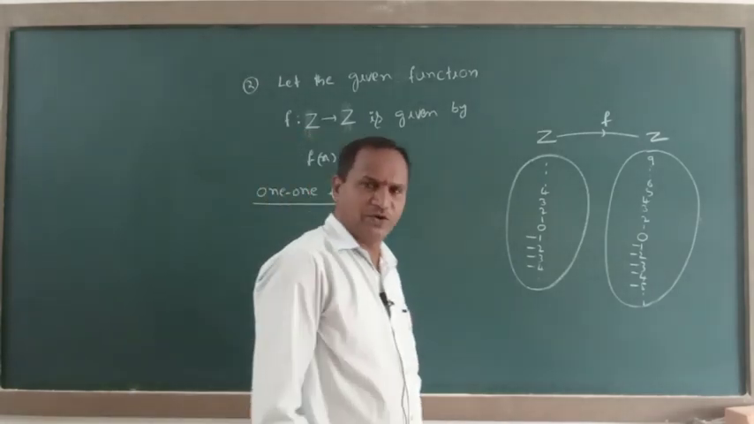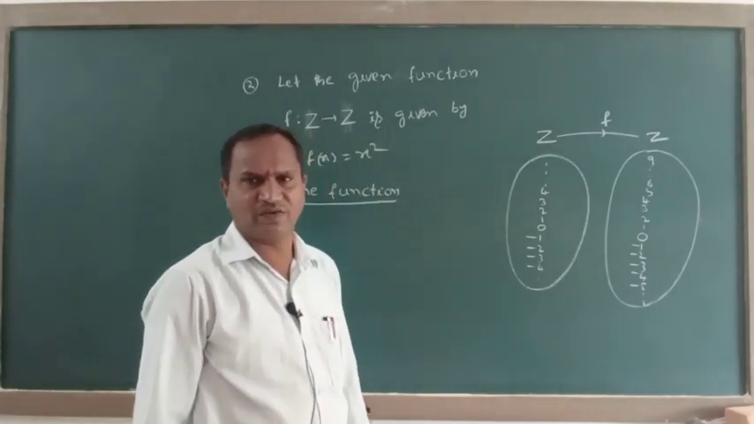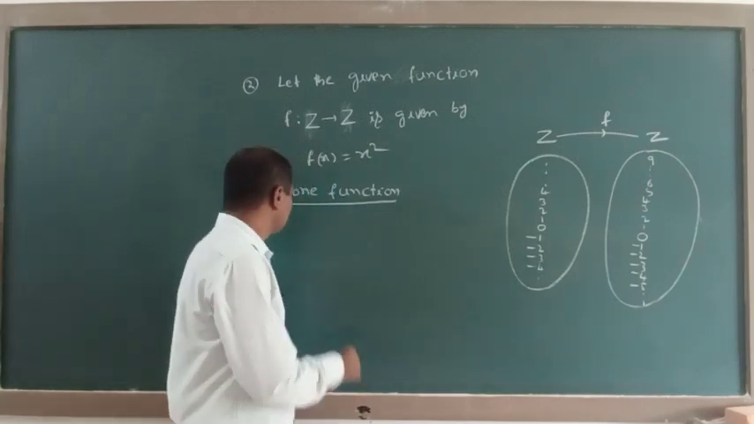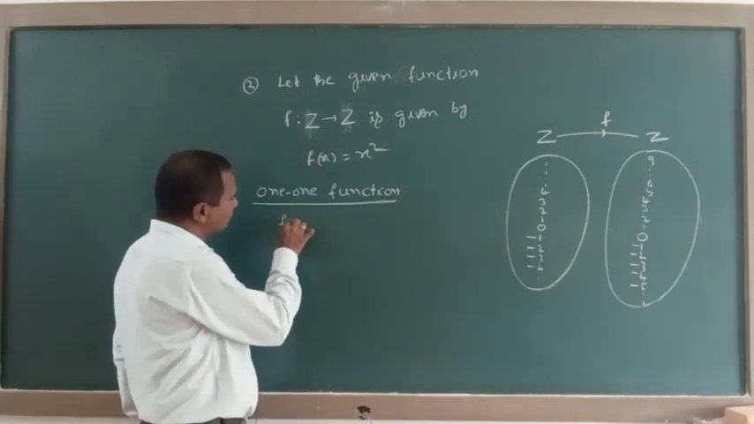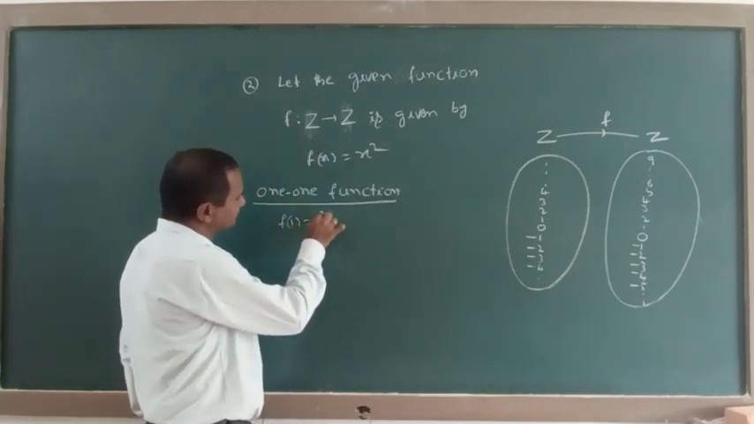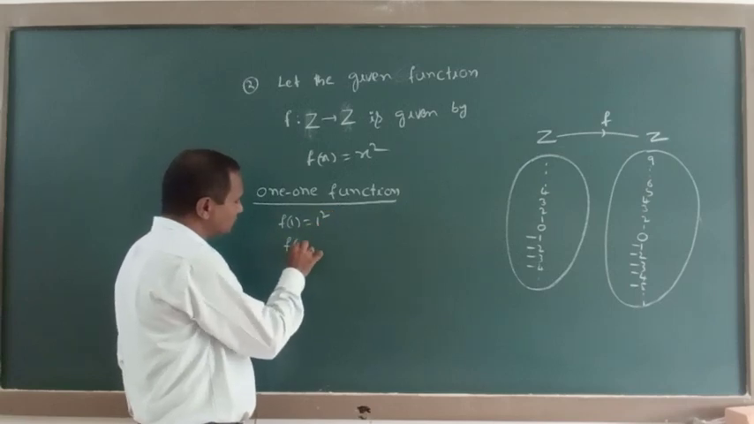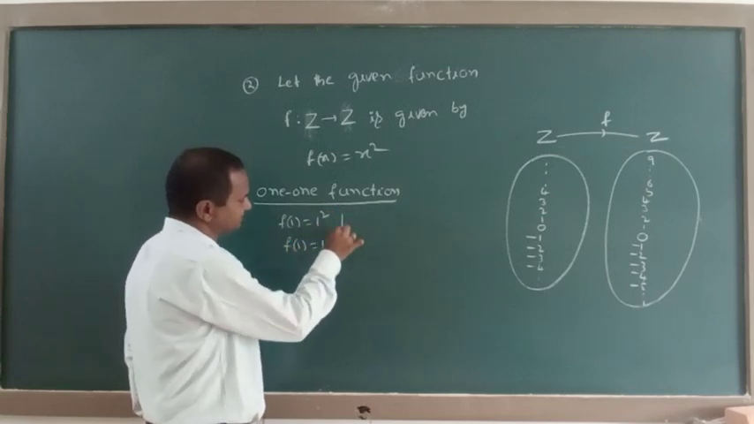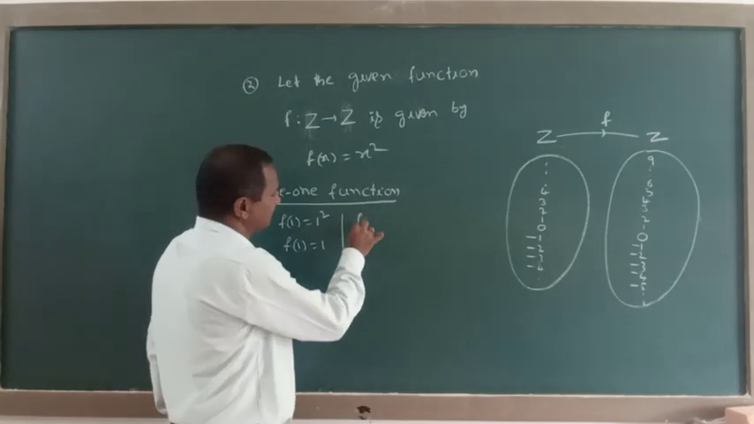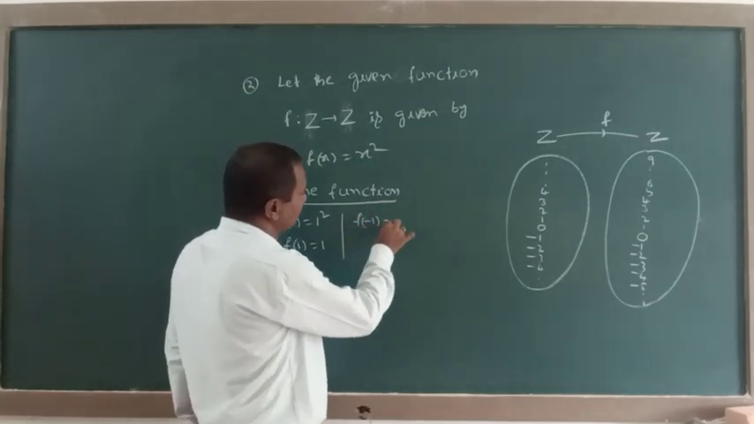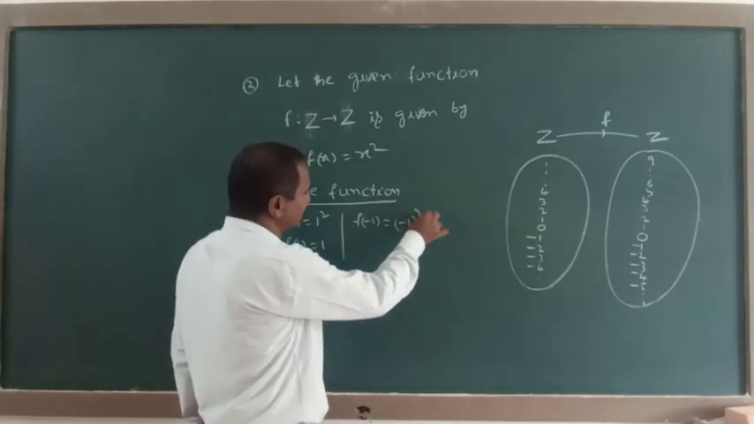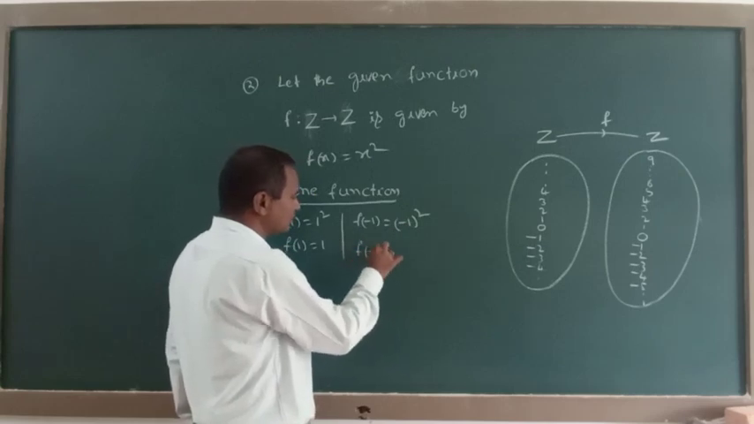I am going to give the answer here. Say here, f of 1 is equal to 1 square, that is f of 1 is equal to plus 1, on one side. On the other side, f of -1 is equal to (-1) whole square. f of -1 is equal to plus 1.